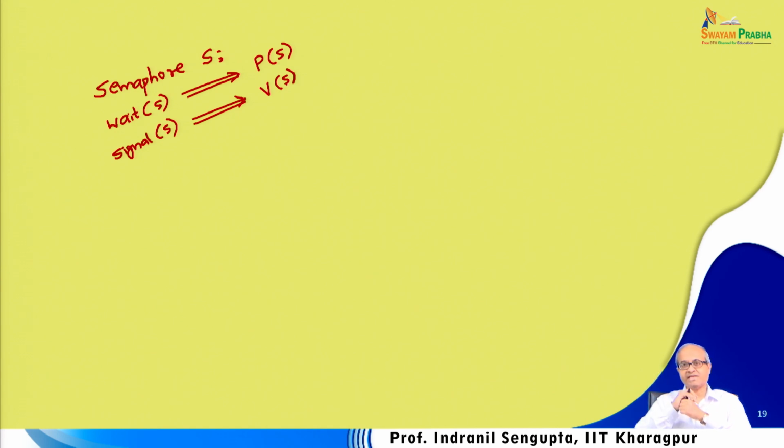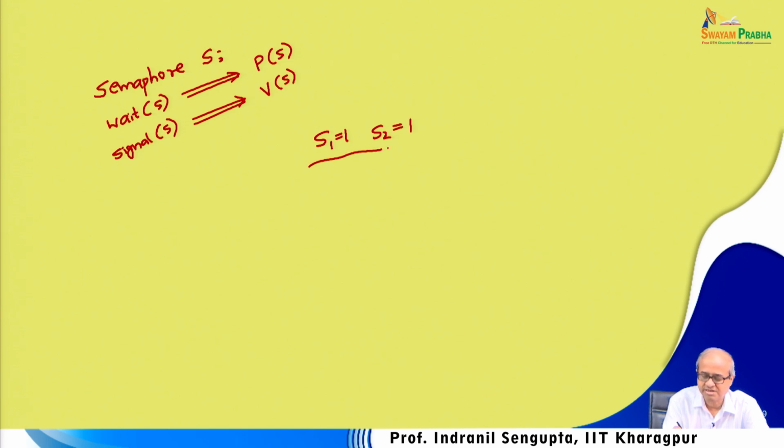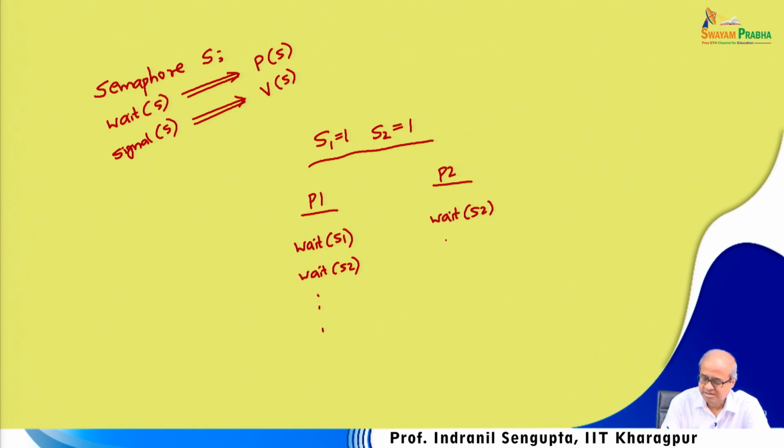Now, I gave an example earlier, if you recall. Suppose there are two semaphore variables S1 and S2, both initialized to 1. In one process P1, we do a wait on S1, then we do a wait on S2. Subsequently, we will be doing signal after that. But in the other process P2, suppose we have reversed this order: we do wait S2 first, and after that we do wait S1.